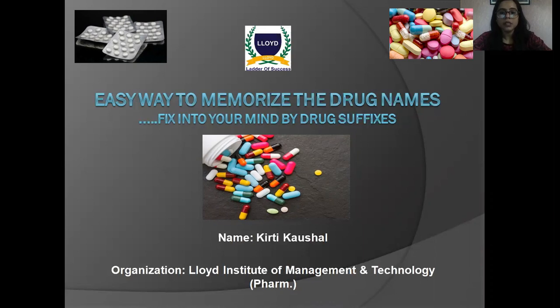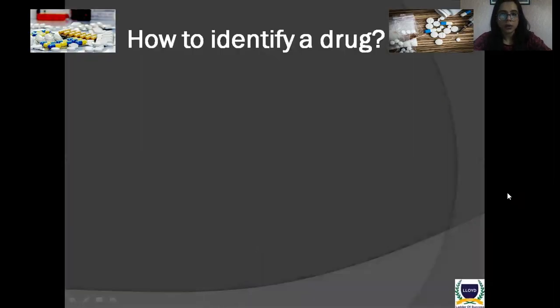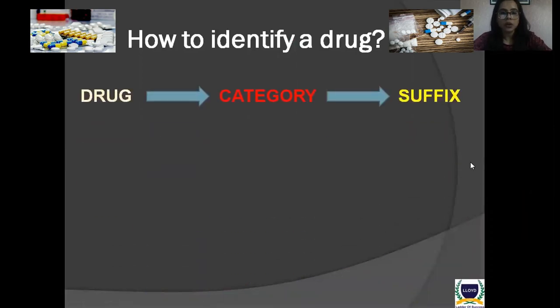So let me start. First of all, how to identify a drug. Suppose we have a drug and this drug basically belongs to some category, and this category may have some unique suffix. So by remembering the suffix, you can easily identify the category and you can easily remember the drug. Let me clear this by taking an example, that is ACE inhibitors.